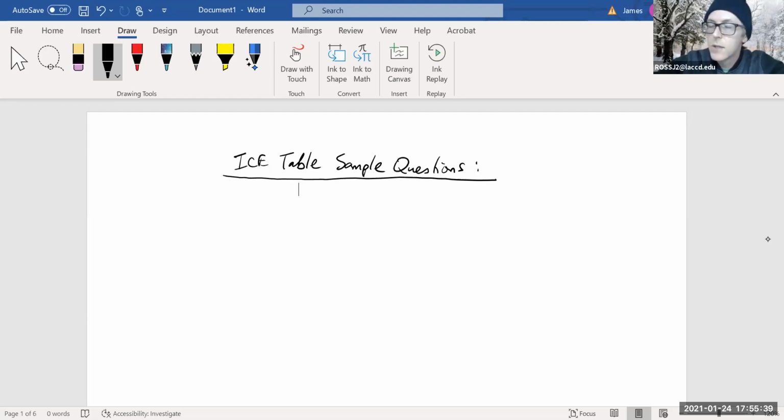Okay, so this first question, we are given a balanced equation. So I'm going to record the equation here. So nitrogen gas plus oxygen gas. We're told this is at equilibrium with 2 lots of nitrogen monoxide gas.